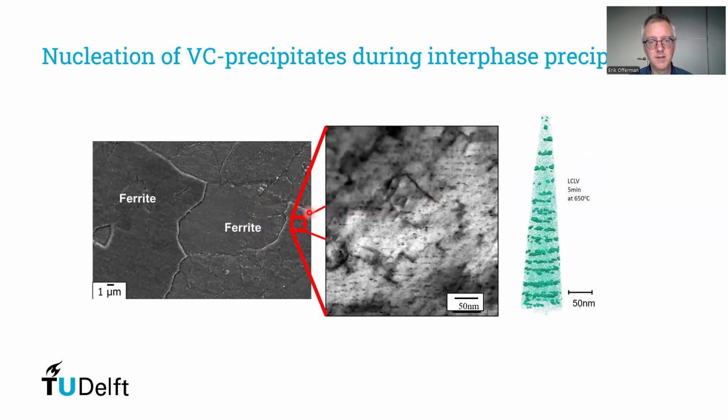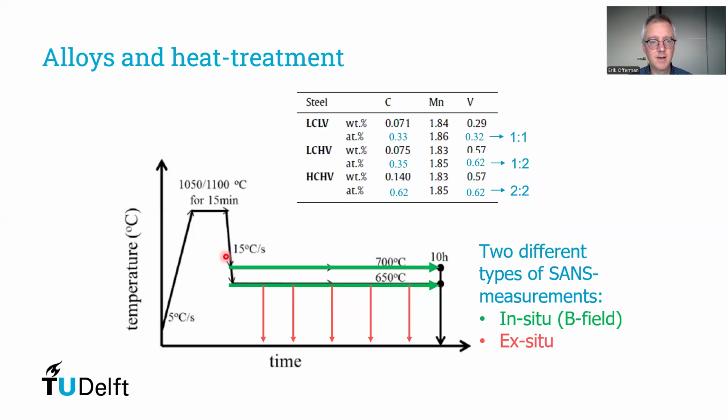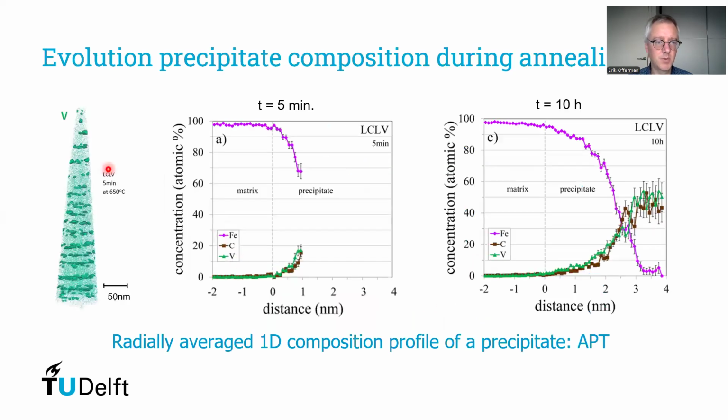And here you see the ferrite matrix, and if you zoom in, you see here these beautiful rows of precipitates, and here with the atom probe, you see them as well. And this was the heat treatment that was carried out on 3 different alloys with carbon, manganese, and vanadium. And we performed atom probe tomography measurements.